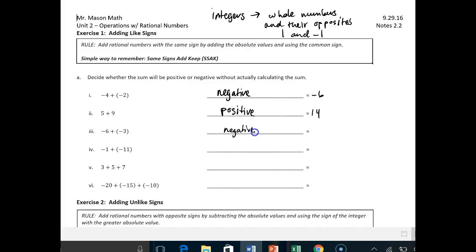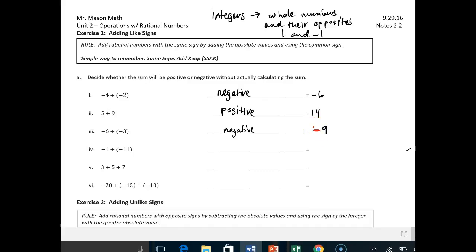-6 plus -3 is obviously going to be negative. I'm going to add them together. What's 6 plus 3? That's 9. And I keep the sign. The important part is keeping the sign. There is a big difference between 9 and -9. Even though that little negative sign may seem insignificant, it is very important.